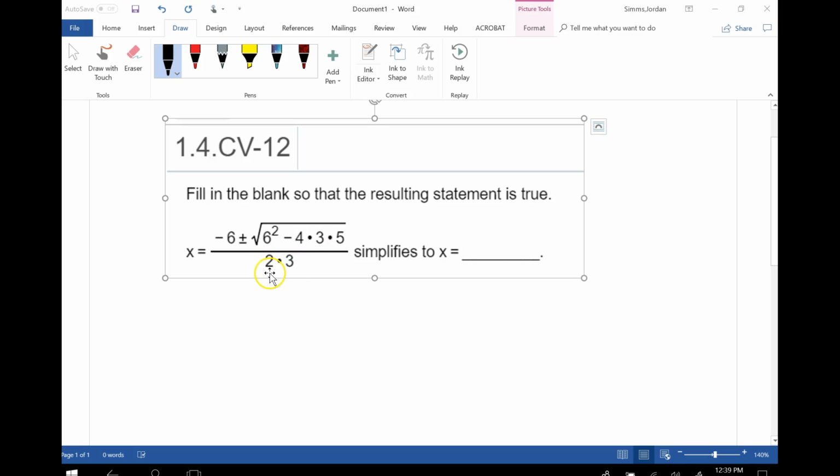So we're going to get two values here for x, basically, because we're going to have a positive value and a negative value. And that's pretty much it. So let's start doing some order of operations here. We're going to evaluate, let me write this down.